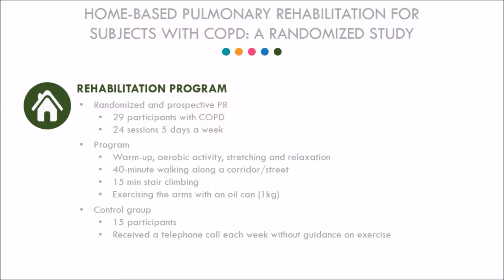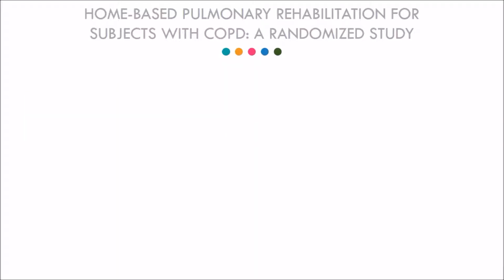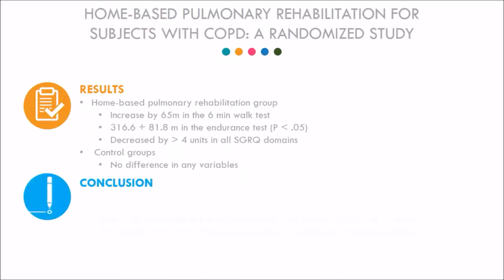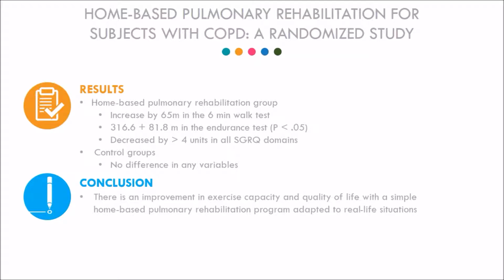Stage 3 was also implemented in week 2, with the oil can in addition to stairs for upper limb exercises. Both groups were followed up on every week. However, the randomized group would be receiving motivation, whereas the control group was not given any further instructions in terms of exercise. Overall, the randomized group showed to have improvements in exercise capacity and quality of life, whereas the control group showed no difference in any of the variables above.